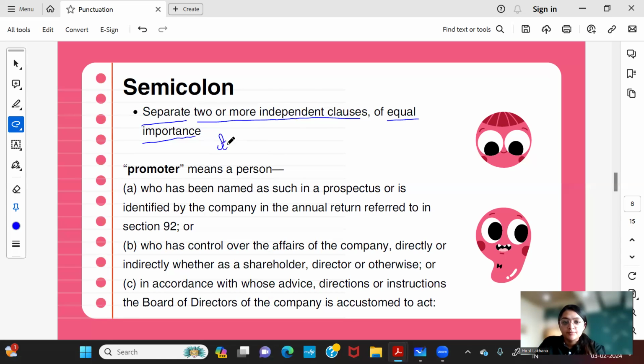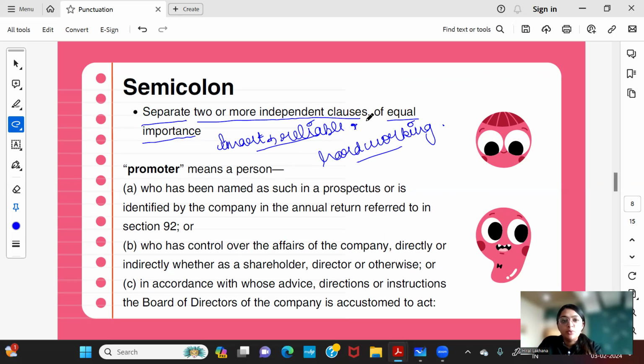Smart, reliable, hardworking. So if you could see here, smart, reliable, hardworking, these are all related to each other. They are related to that particular student. So we have used comma.